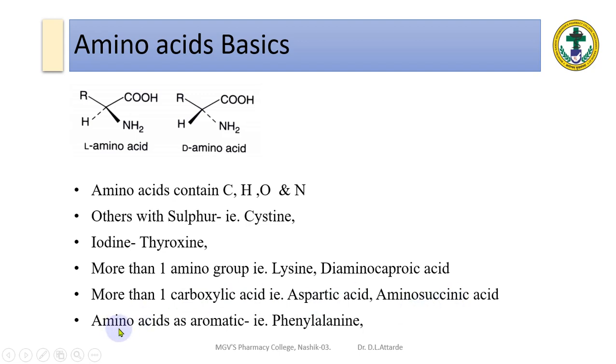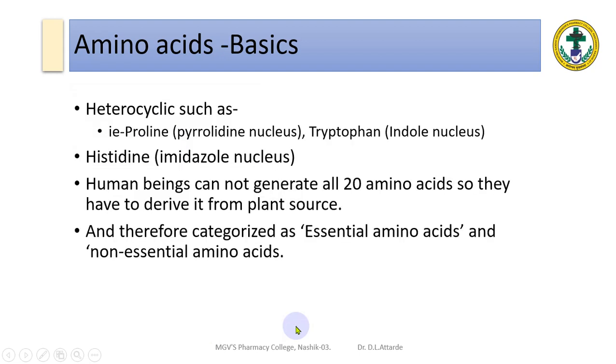aminosuccinic acid. Amino acids which are aromatic in nature, for example phenylalanine. Heterocyclic amino acids such as proline, which has a pyrrolidine nucleus, tryptophan, which has the indole nucleus, and histidine, which has the imidazole nucleus. Human beings cannot generate all these 20 amino acids, so they have to derive them from plant sources, and therefore they are categorized as essential amino acids and non-essential amino acids.